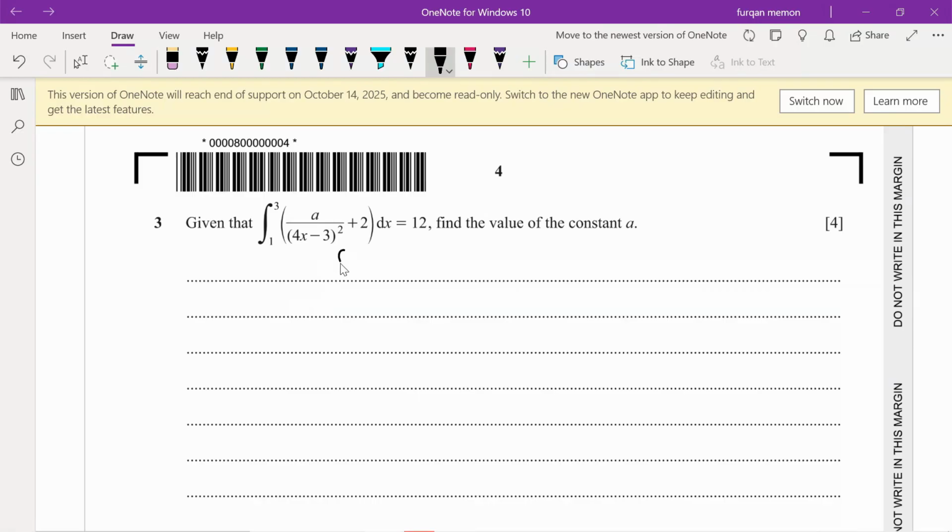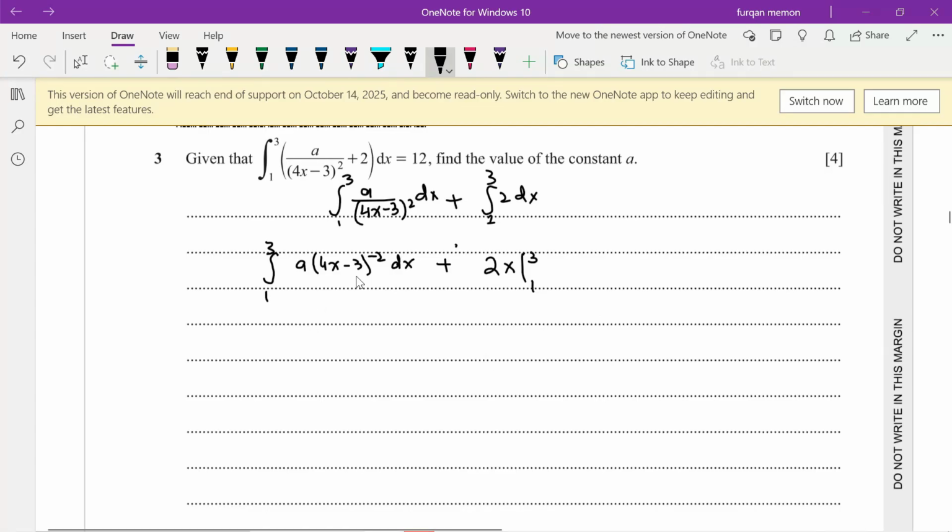So this integration is the integration of a over (4x minus 3) square dx, limit from 1 to 3, plus the integration of 2 dx from 1 to 3. We solve it further. It will become the integration from 1 to 3 of a times (4x minus 3) to the power of negative 2 dx, plus the integration of 2, which is 2x, provided that the limit is 1 to 3.